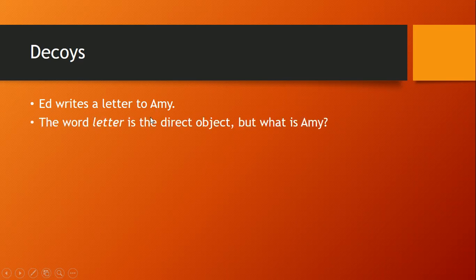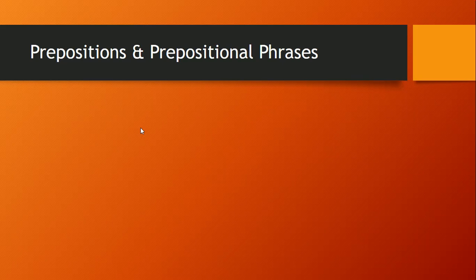So here's a decoy. This is the same idea that we had before. Instead of Ed writes Amy a letter, Ed writes a letter to Amy. It looks like that's going to be the direct object, and that looks like it's the IO, but then we have DO-IO if we do that, so it's not right. Letter is still the direct object in this, but Amy is something else. This word is a clue. Press pause if you need to. I'm curious to know what is Amy in this sentence. Remember, to is a clue. She is the object of the preposition to. To Amy is a prepositional phrase.